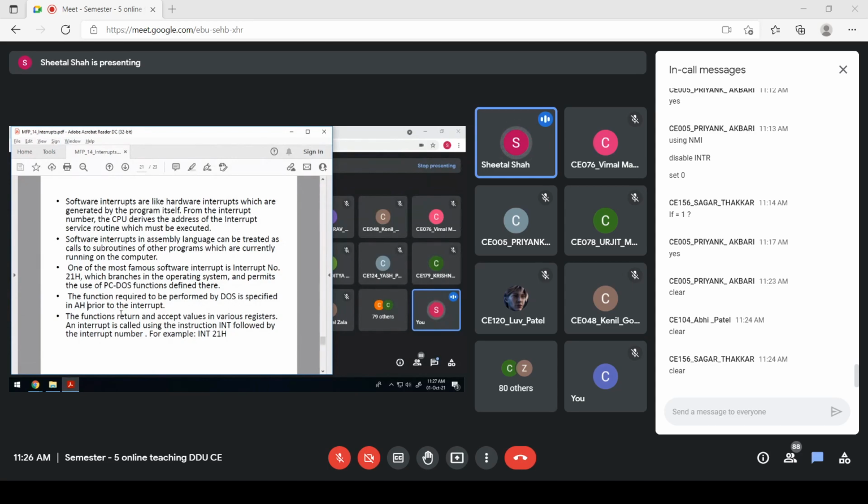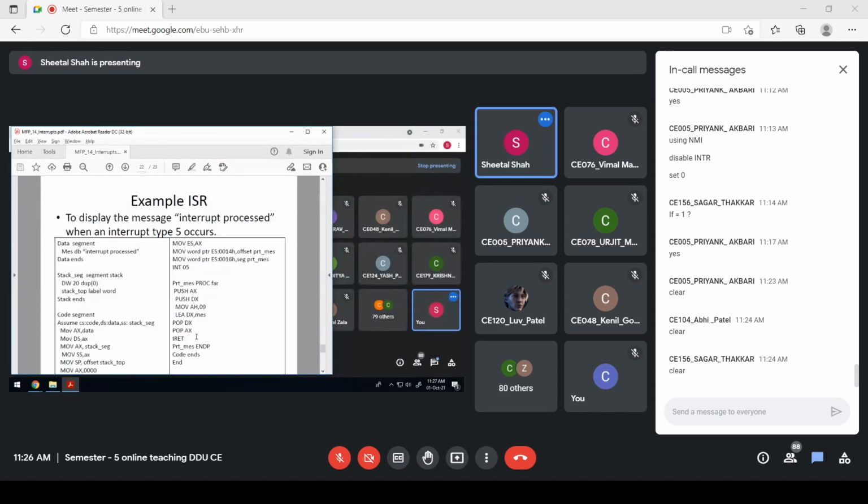So this is a bit clear to you all, so I'm not going into it in much detail. The functions return and accept values in various registers. An interrupt is called using the instruction INT. If I write INT, that means an interrupt would be called, and that is followed by the interrupt number. Okay. So we'll see one such example of an interrupt.